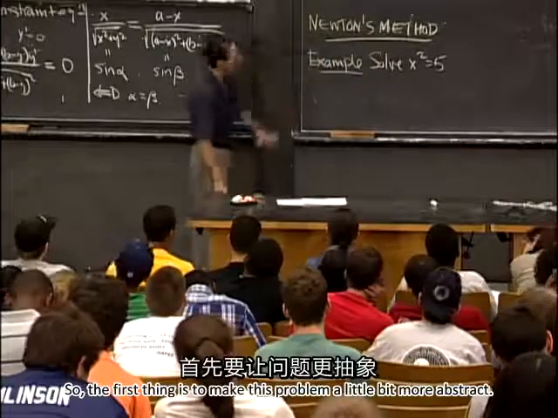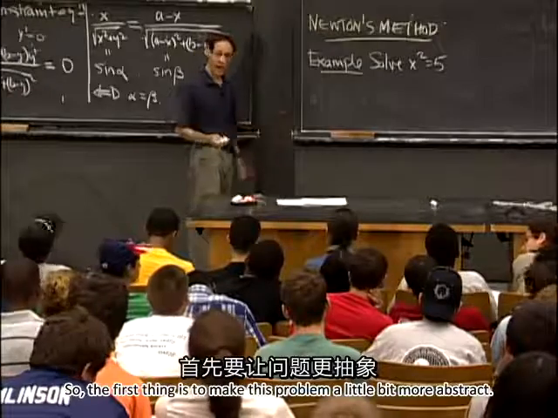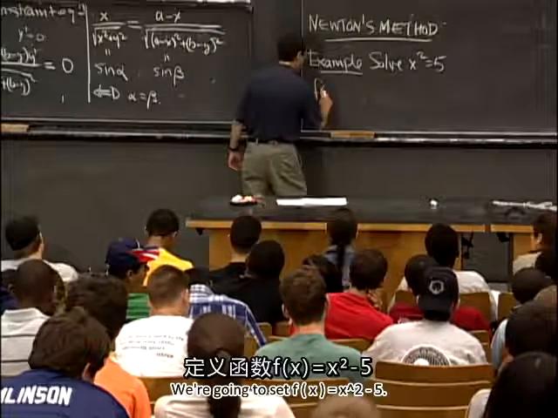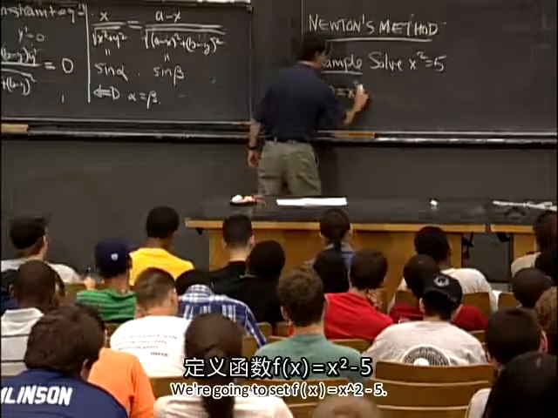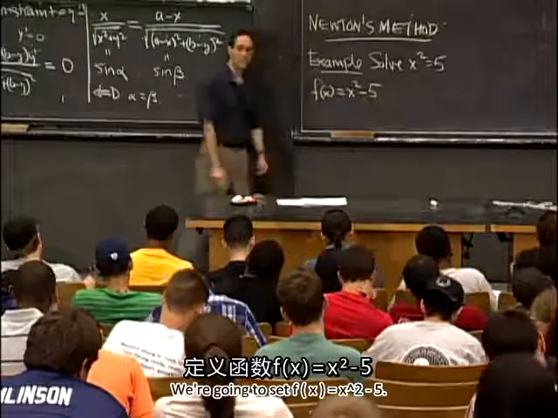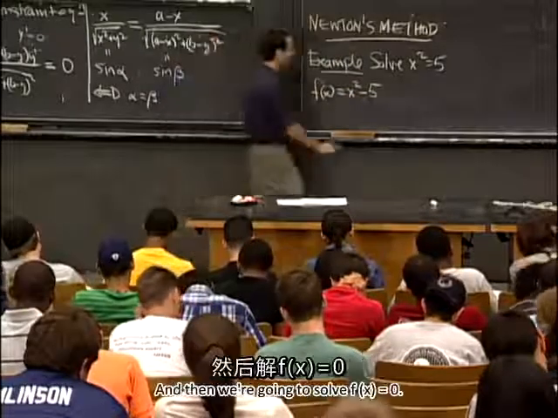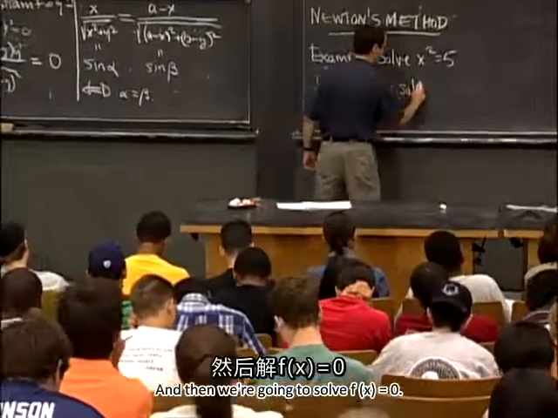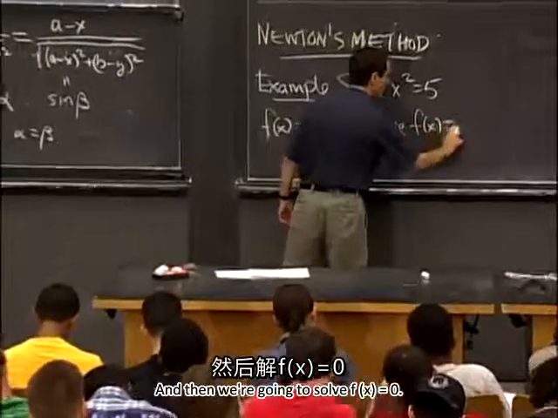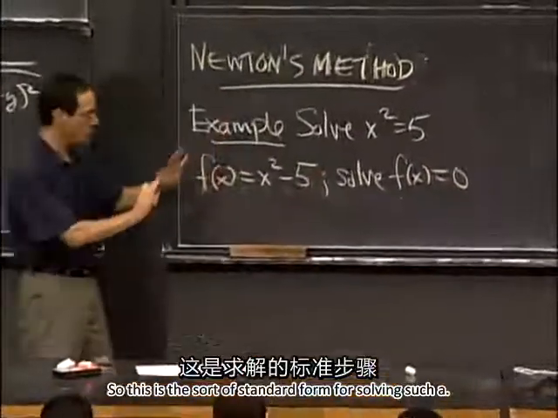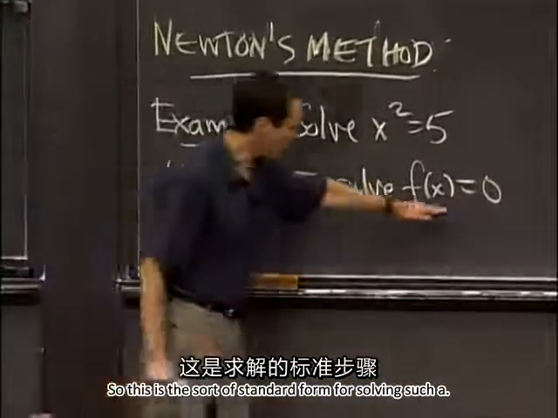So the first thing is to make this problem a little bit more abstract. We're going to set f of x equal to x squared minus 5. Okay? And then we're going to solve f of x equals 0. So this is the sort of standard form for solving such a problem.